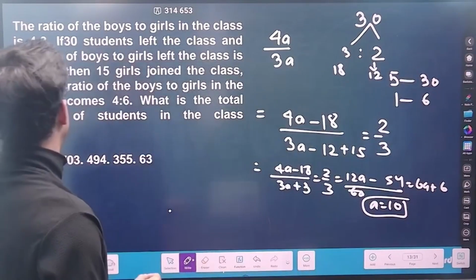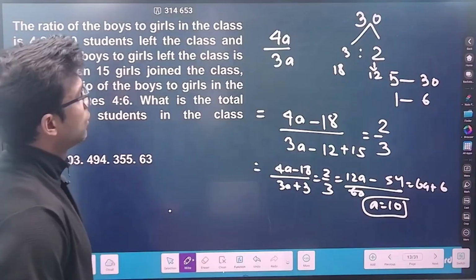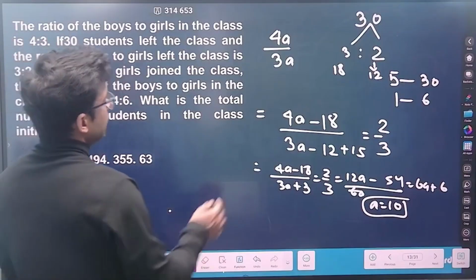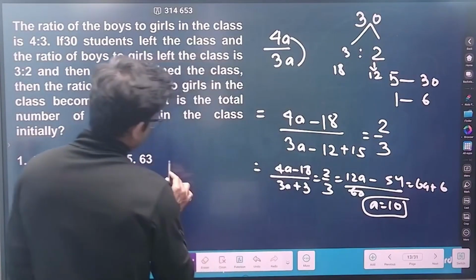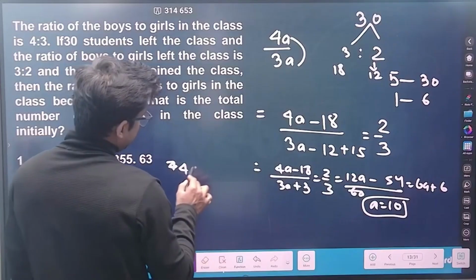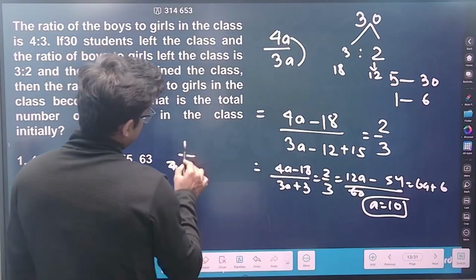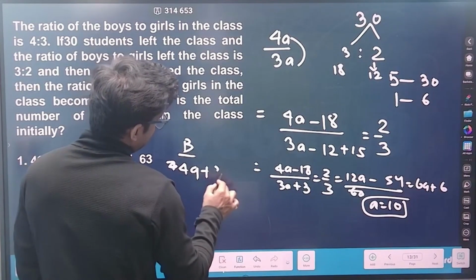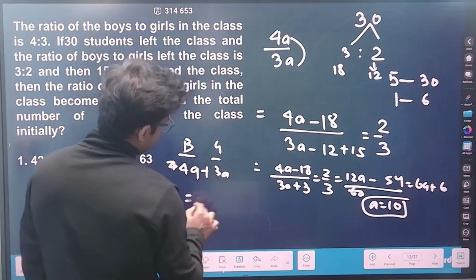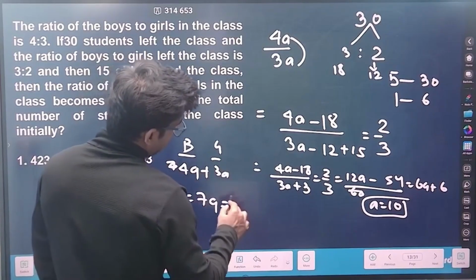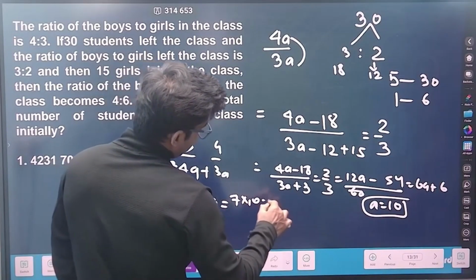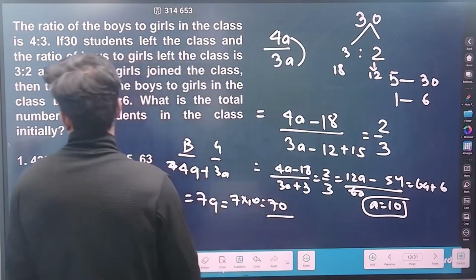What they're asking is, what is the total number of students in the class initially? We have 7a, right? We have 4a boys, plus 3a girls. The sum is 7a, the value of a is 10, so initially we have 70 students.